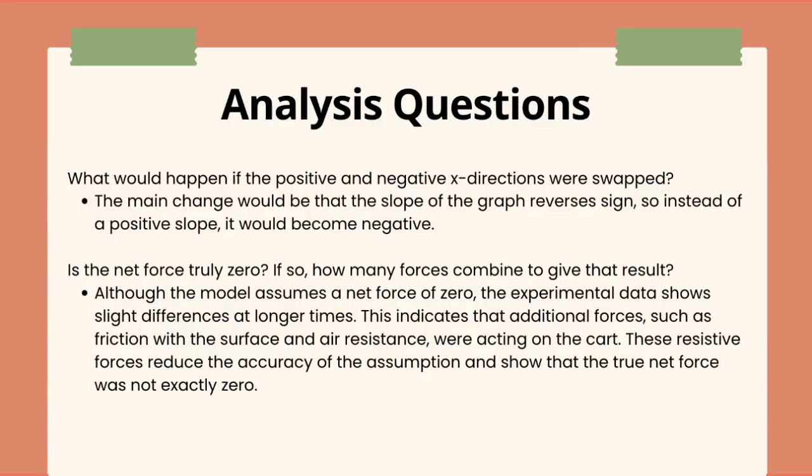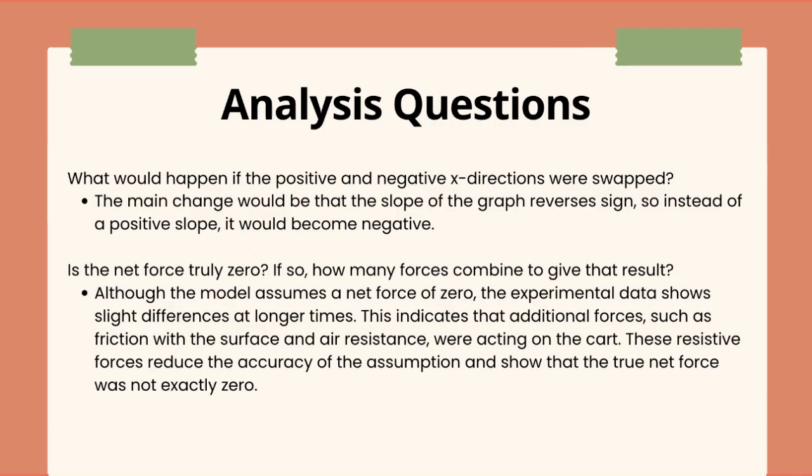For the analysis questions, these were my answers. The first question was, what would happen if the positive and negative x directions were swapped? I concluded that the main change would be that the slope of the graph just reverses in sign. So instead of a positive slope, it would become negative.